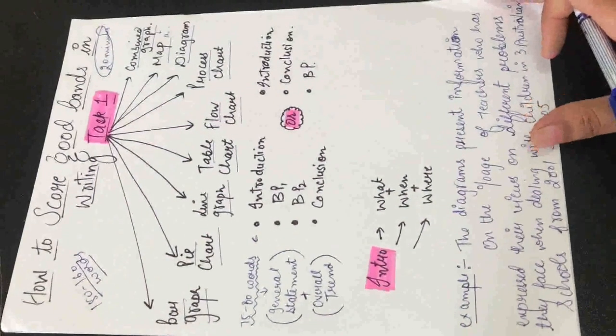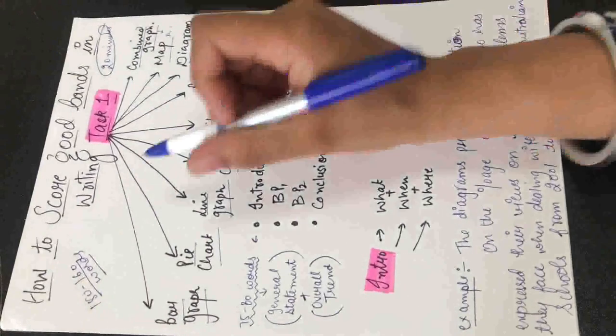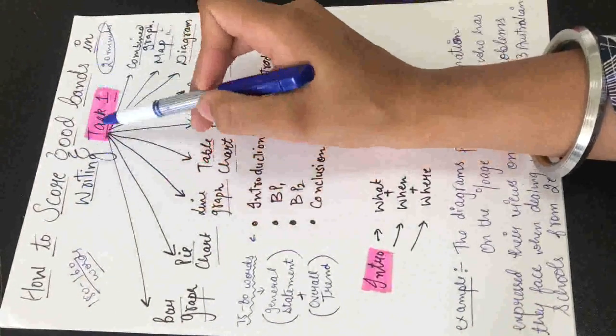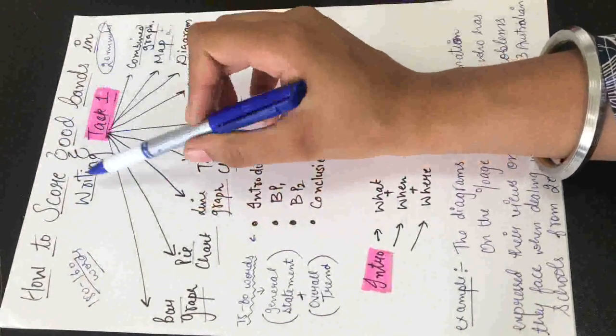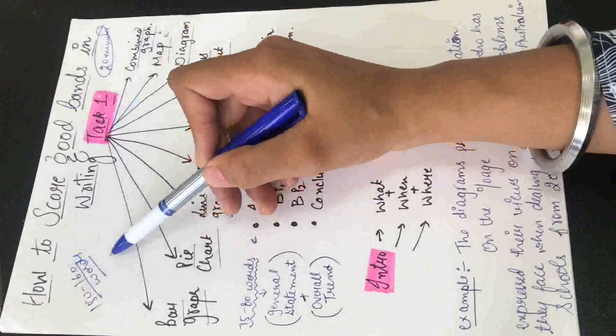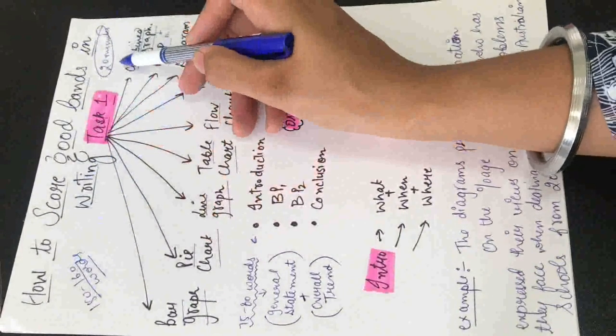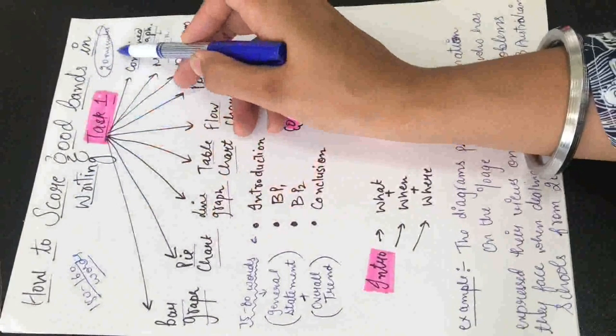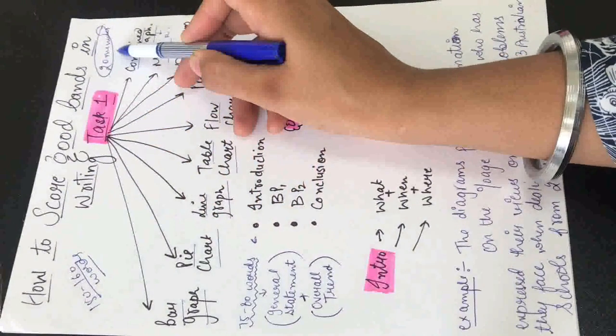Welcome to this video. Today I am going to discuss how to score good bands in writing task 1. As we all know, in writing task 1 we have to write 150 to 160 words, and it is basically for 20 minutes. In 20 minutes we have to complete our writing task 1.